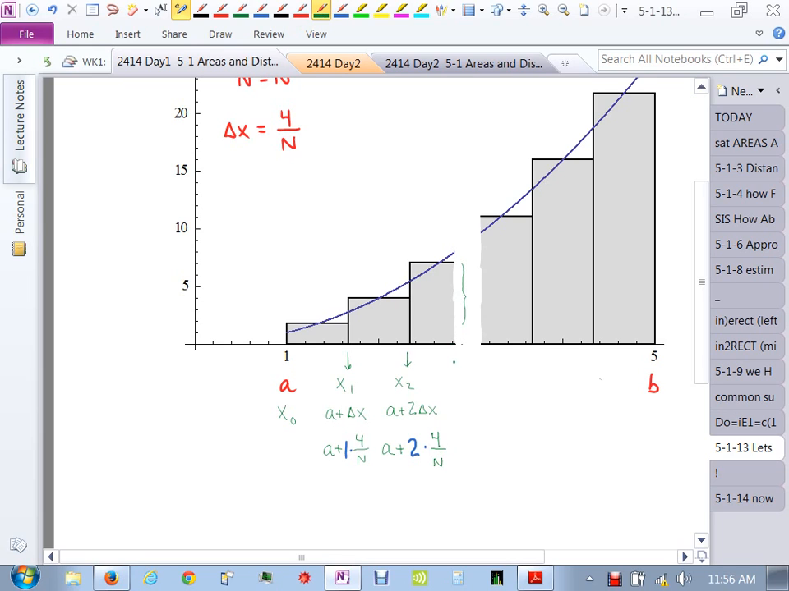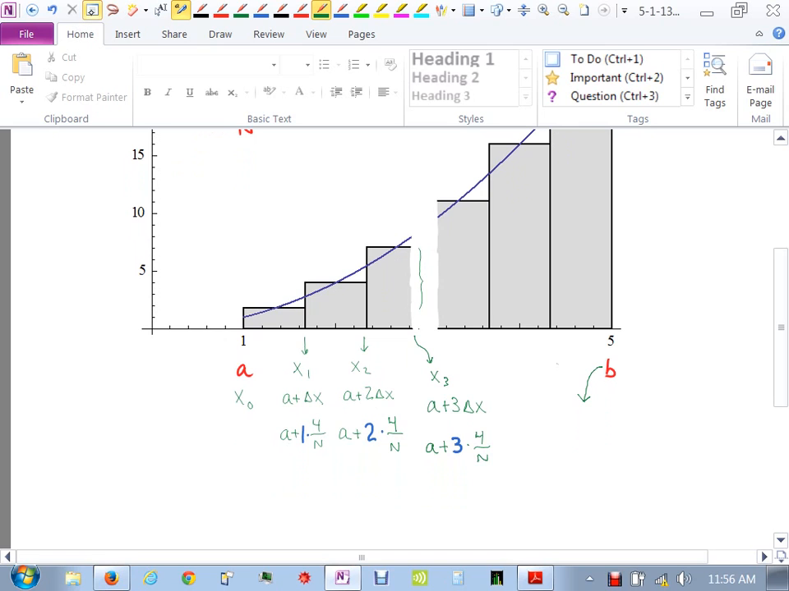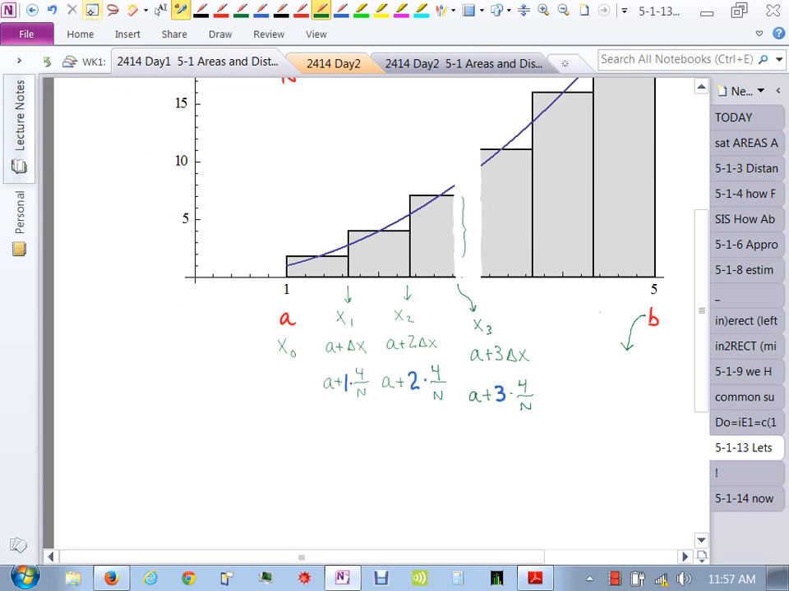All right, what would the next one be? X sub 3. A plus 3 delta x, which is really A plus 3 of these 4 over n's. And I could keep going, couldn't I? And going and going and going. And what I would do is I would get to the final end of this. And what would that be? X sub n: A plus n delta x.